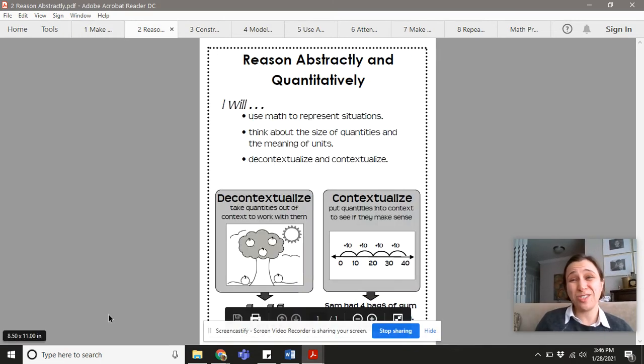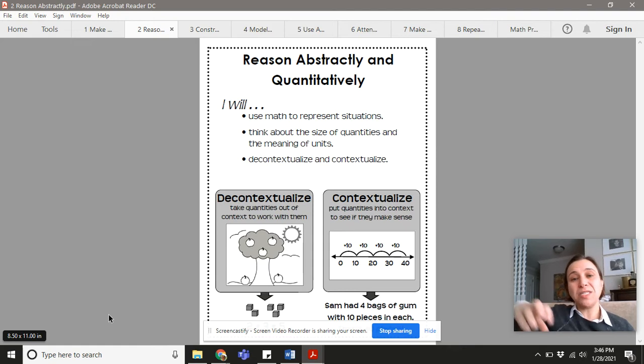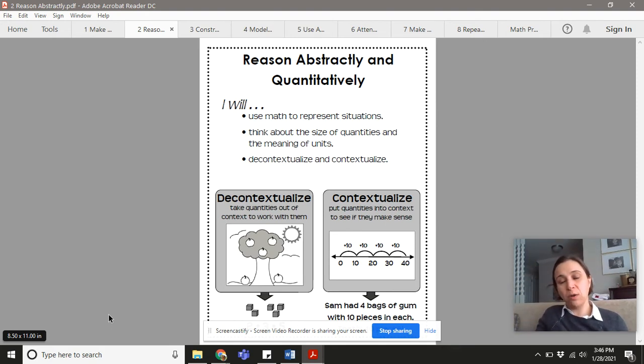Practice standard number 2 is directly related to that first one, and this one is reason abstractly and quantitatively. So we will represent situations using math. We will decontextualize, so that means we're going to pull those numbers right out of a math problem and just work with those numbers. And then once we have an answer, we're going to put that answer right back into the problem, which is contextualizing, to see if that answer makes sense. Decontextualize means I take the numbers out and work with them. Contextualizing means I put that answer back into the situation, see if it makes sense in the context of that situation.